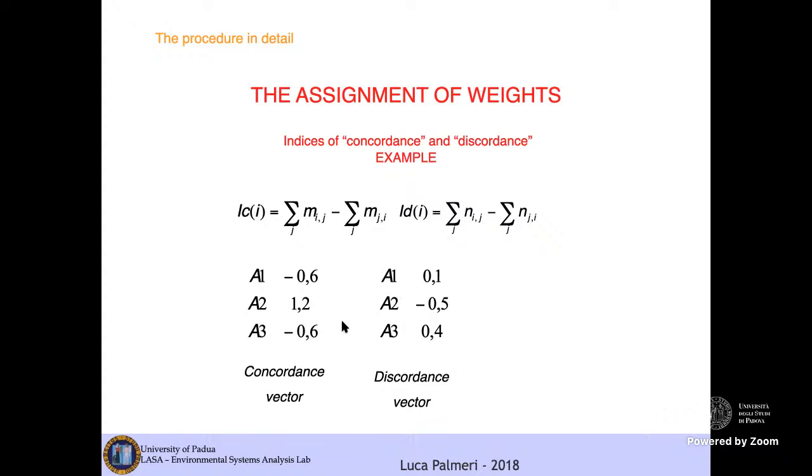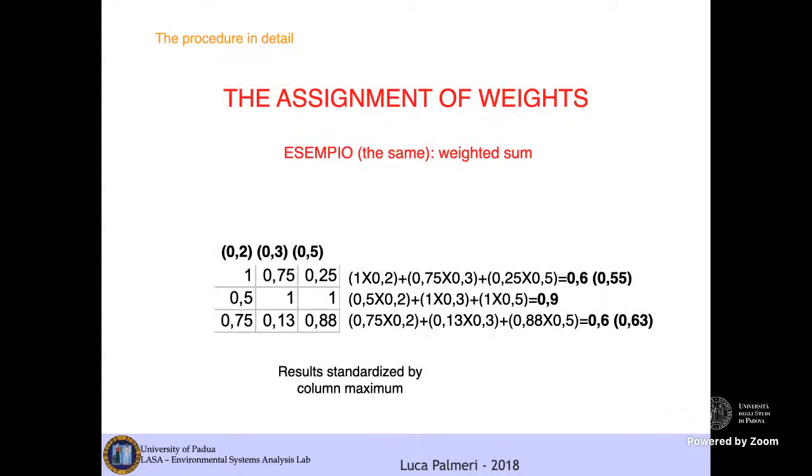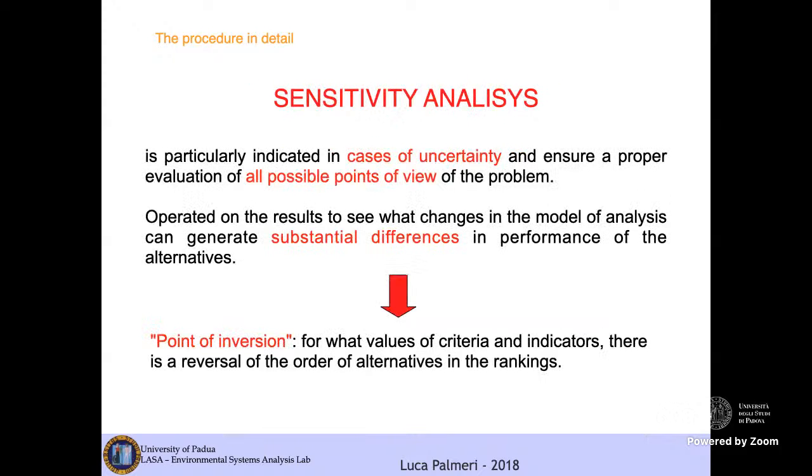In this example, you may notice that in order of concordance, there is no difference between alternative 1 and alternative 3, while in order of discordance, there is a difference between alternative 1 and alternative 3. So the method of concordance and discordance indices is a much more sophisticated methodology for building up a ranking of the different alternatives. Okay, these are all examples.